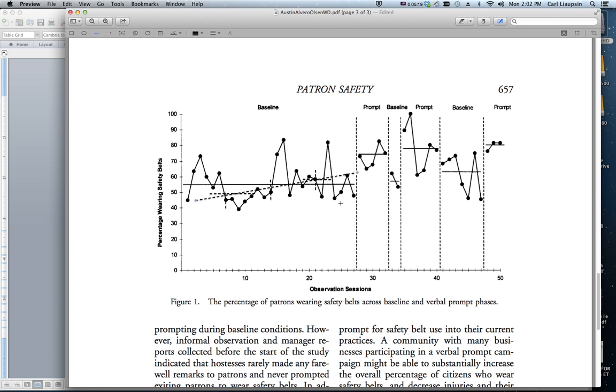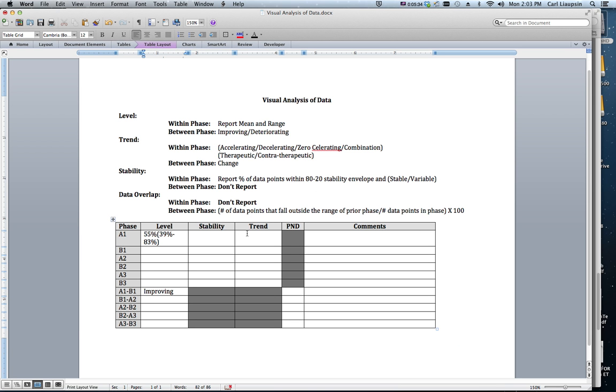They may have just considered the last few data points before they started, but their baseline is so variable that it would be hard to trust this data otherwise. So I think it's reasonable to take a look at the whole baseline in this study. So we would say there was an accelerating and therapeutic trend, which is not what we want.